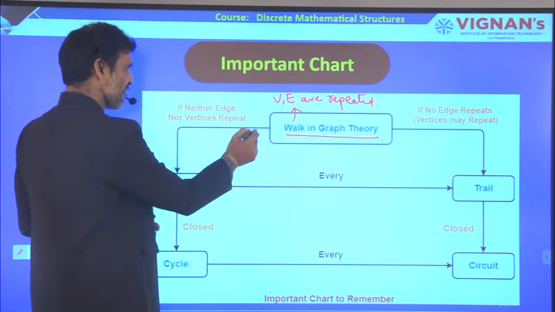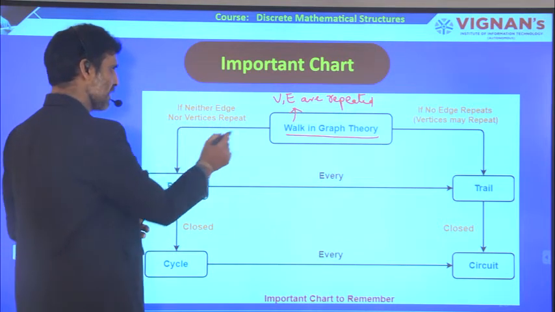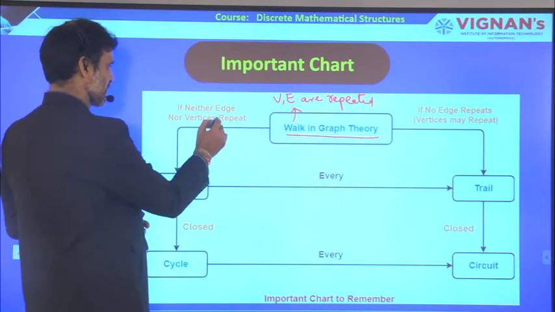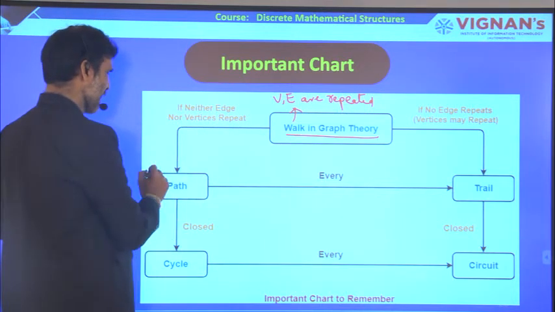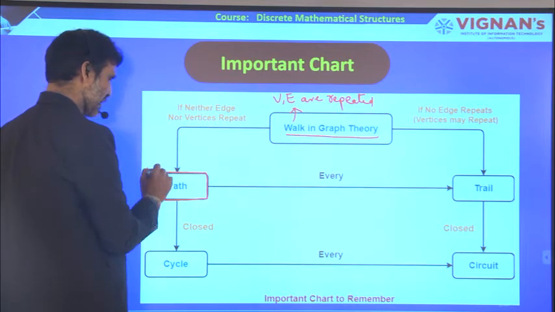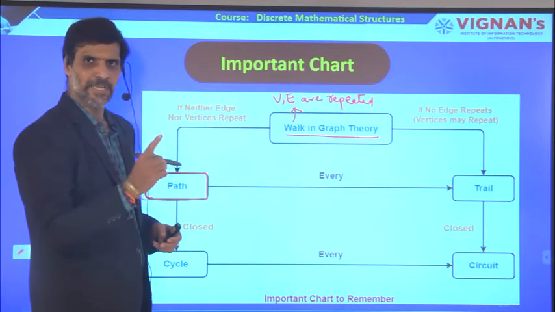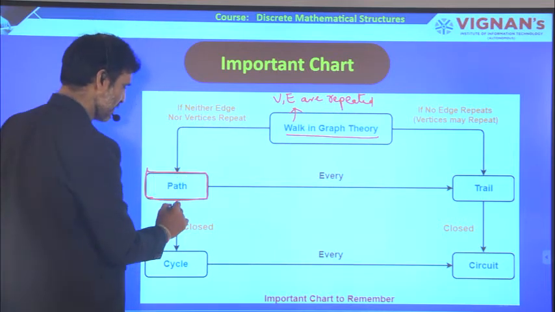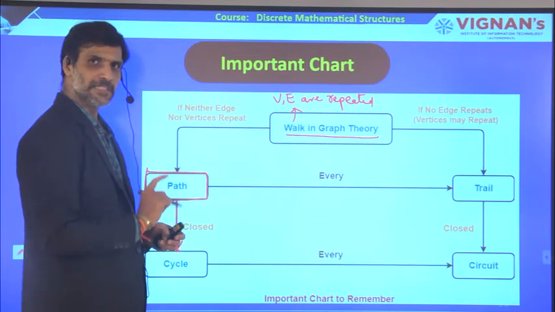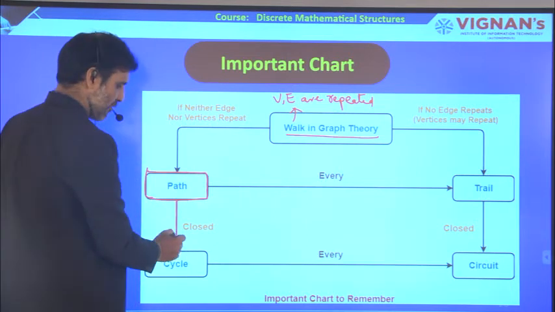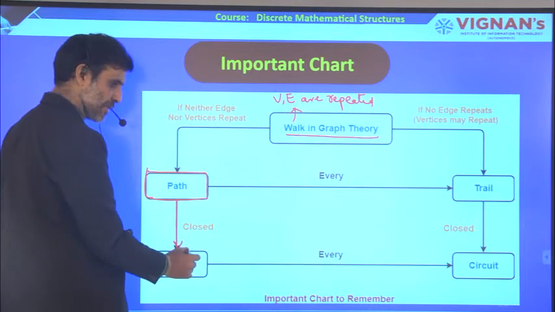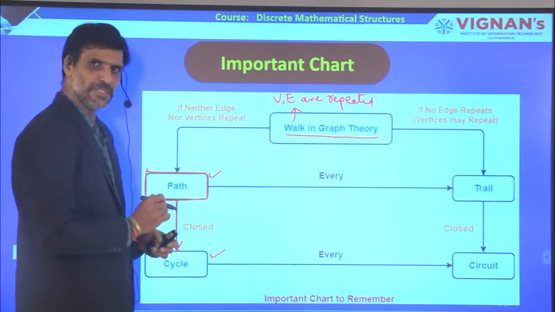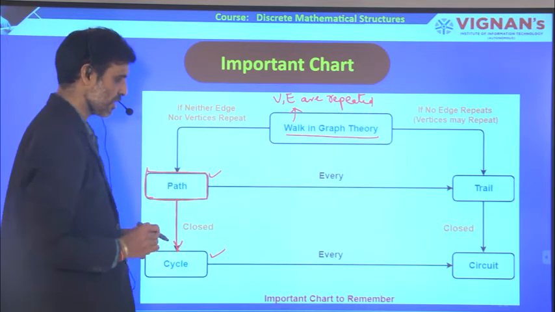So coming to the first case, in this direction, neither edges nor vertices are repeated. As we know, it is called a path. In a path, the start vertex and end vertex may not be equal. So remember that. If both are equal, then it is called a cycle. Except for the start and end vertex, if no vertices are repeated and no edges are repeated, then it is called a cycle. Here, no vertices are repeated and no edges are repeated, which we discussed already.